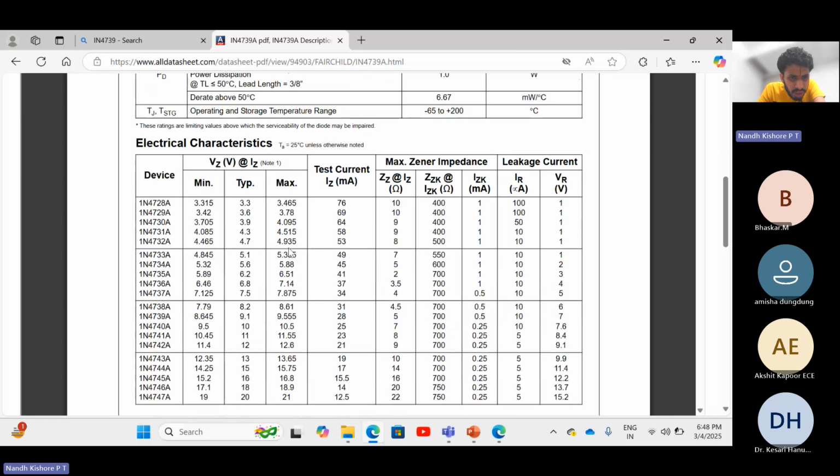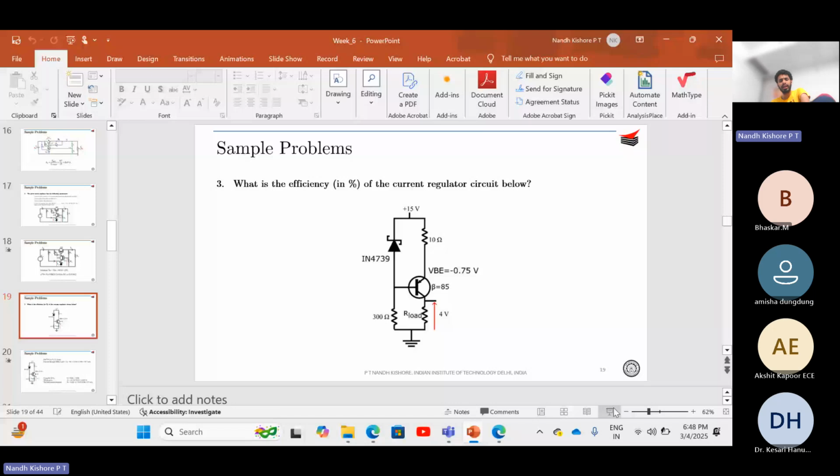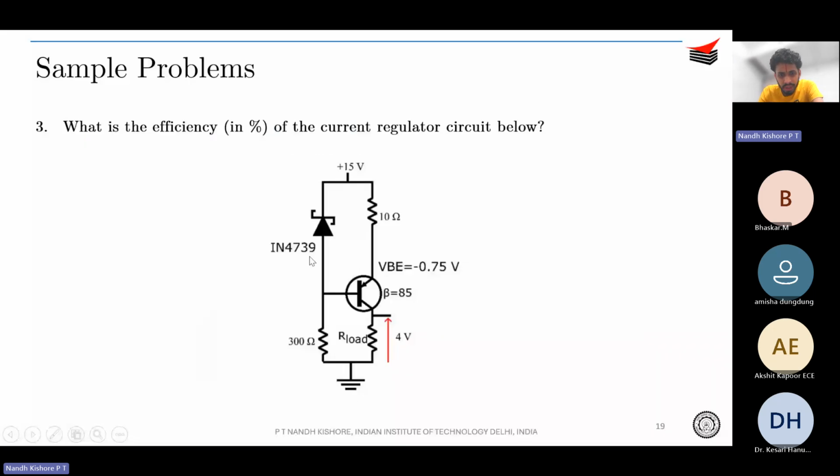4739 is over here. You see that your typical value of VZ is around 9.1 volt, right? 4739 is around 9.1 volt. You can see the highlighted portion in my laptop as well. So we will take 9.1 volt as the VZ for further calculation. That is, the voltage across the Zener is 9.1. Total voltage is 15. Therefore, you know what is the voltage across this 300 ohms, right? 15 minus 9.1 is the voltage across 300 ohms.